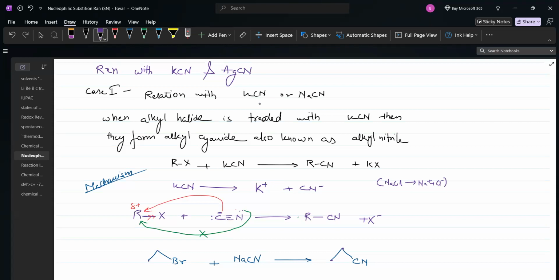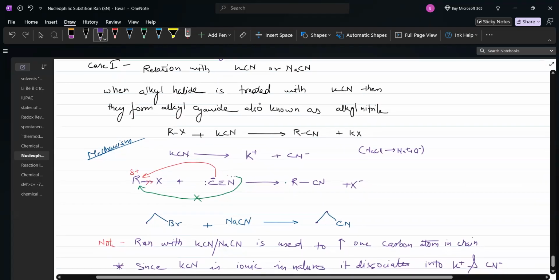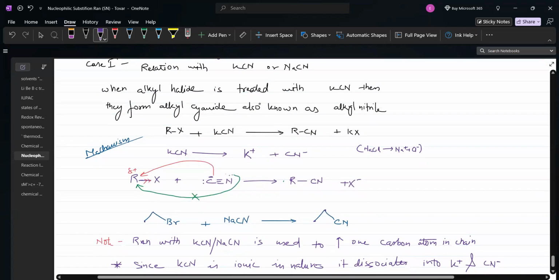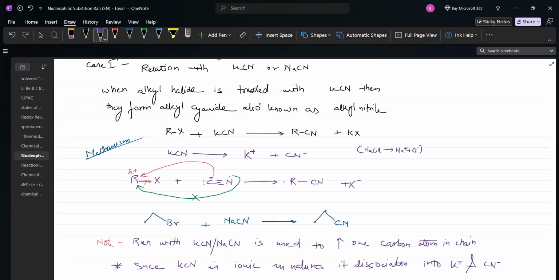There are some points which I mentioned. As a good student, you can write in your own words why K and Na are only present here. What is happening?